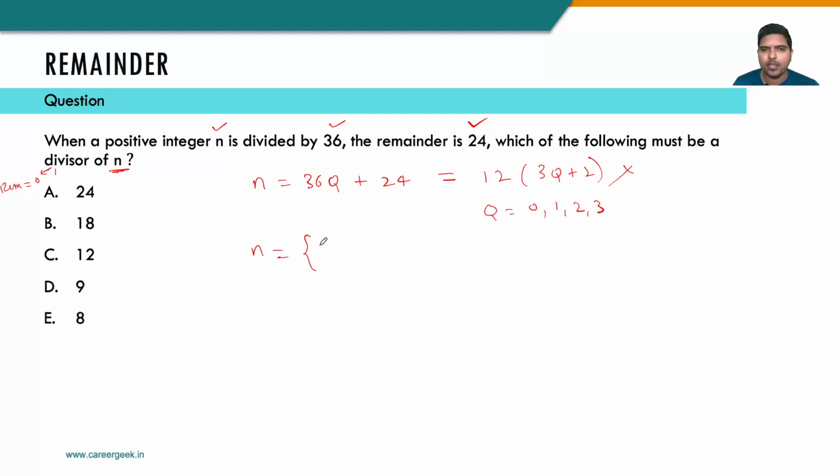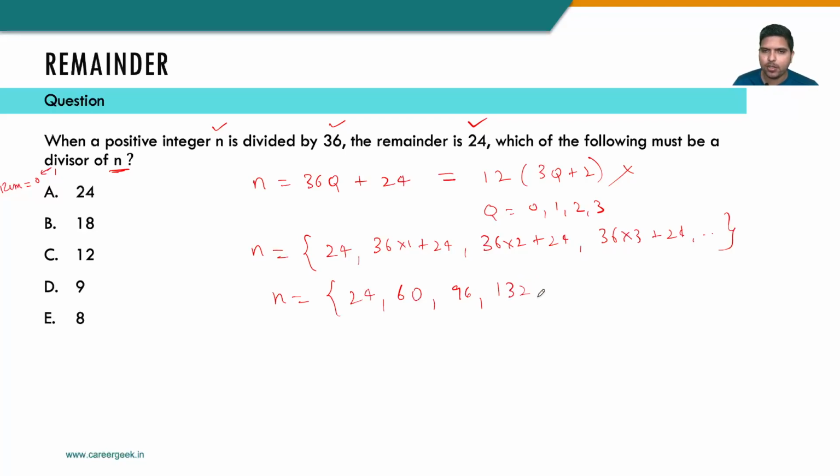When q is 0, n is 24. When q is 1, 36 into 1 plus 24, 36 into 2 plus 24, 36 into 3 plus 24, and so on. If we solve, n will get values 24, 60, 72 plus 24, 108 plus 24, and so on.